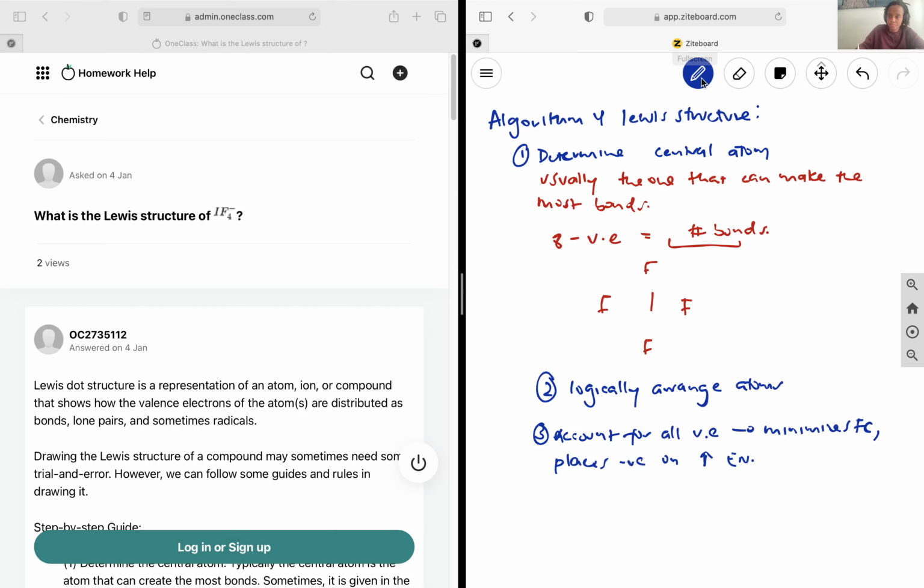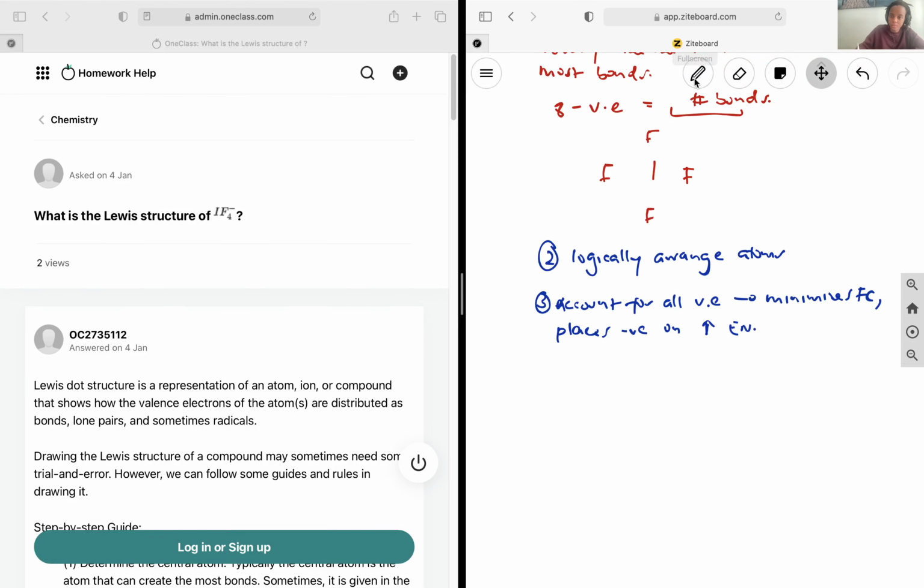And so if you go about doing that, let's count our valence electrons first. So it's IF4 minus. So our valence electrons are going to be 7 plus 7 by 4 plus 1. If we label that, that is I, F4 minus. And that is going to give us 35 plus 1, which is 36 electrons for us to account for.